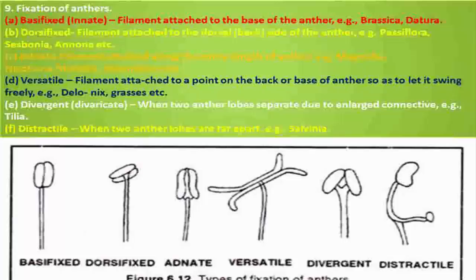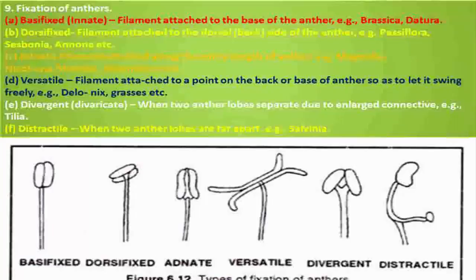Now comes versatile. What is versatile? Filament is attached to a point on the back or the base of the anther so as to let it swing freely. As you can see, this is your filament, and it is attached to the back of the base of the anther. See, this is anther, and this filament is attached to the back or the base of the anther so as to let it swing freely. For example, Dithecous, grasses, etc.